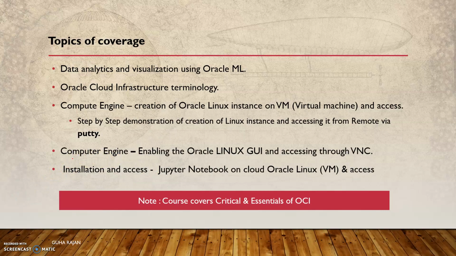Compute engine enabling the Oracle Linux GUI and accessing through the VNC. And finally, why GUI is required is because some of the applications like Jupyter Notebook will require your browser, and for a browser it needs to be a GUI instance. So we'll be enabling the Linux GUI in the virtual machine, and then how to access through the VNC we'll be using Tiger VNC, and finally the installation and access, installing Jupyter Notebook and accessing this just as any application which needs GUI. So I have taken an example of Jupyter Notebook, how to go about installing Jupyter Notebook on the VM and how to access that.